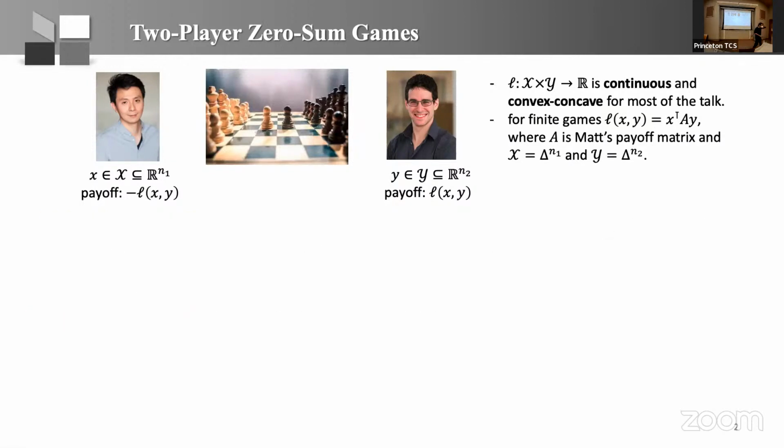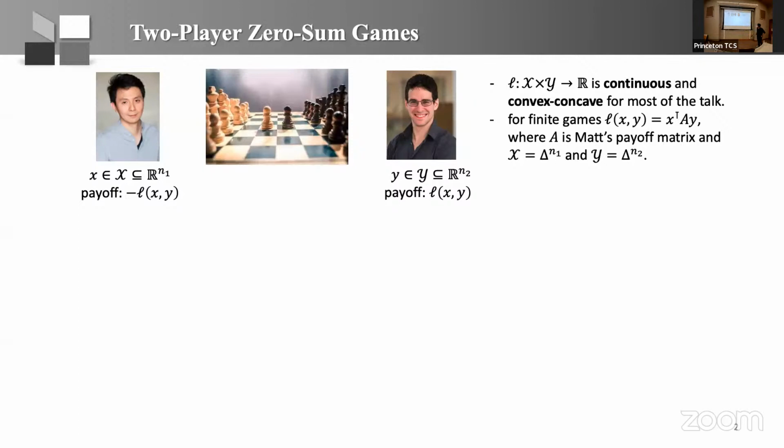All right, so I think for this audience, probably everyone's familiar with two-player zero-sum games, but nevertheless, let me still define it. So say me and Matt are playing some zero-sum game. I would choose little x from the set of feasible strategies for me. Matt would choose little y from the set of feasible strategies for him. The payoff for me is minus L of x,y, and Matt's payoff is just L of x,y.